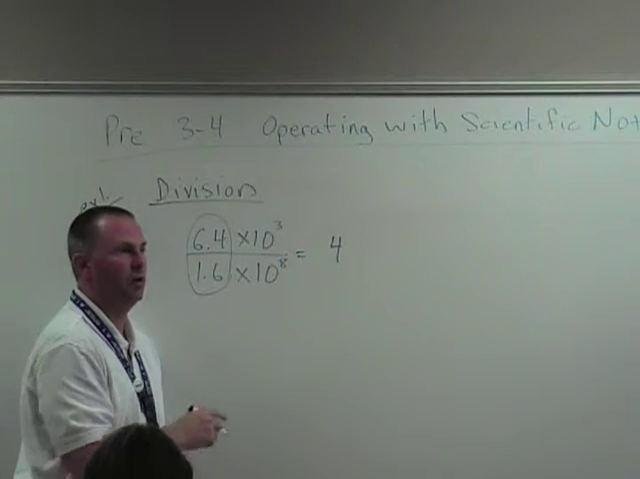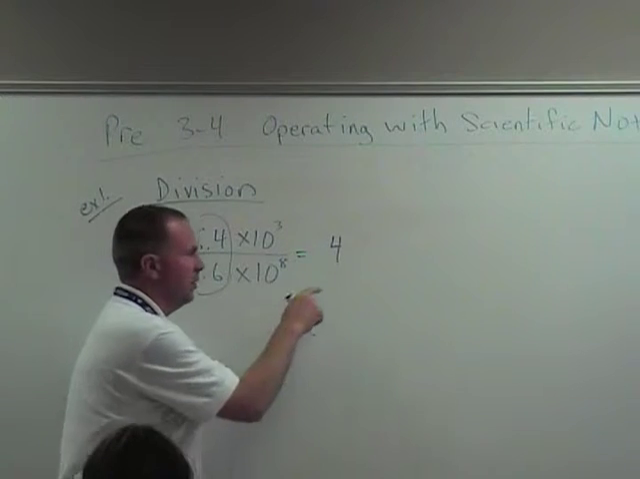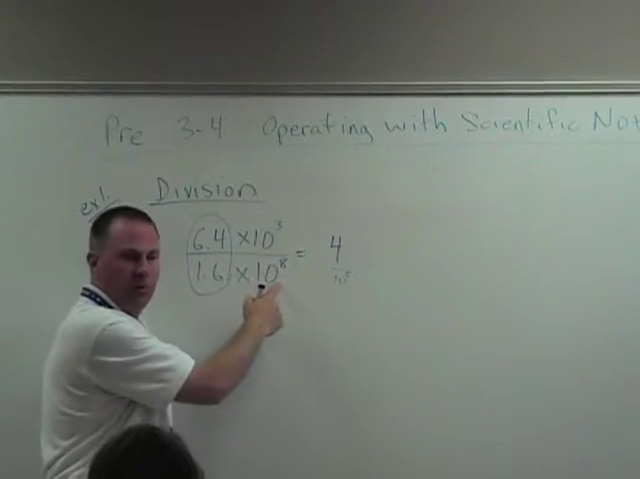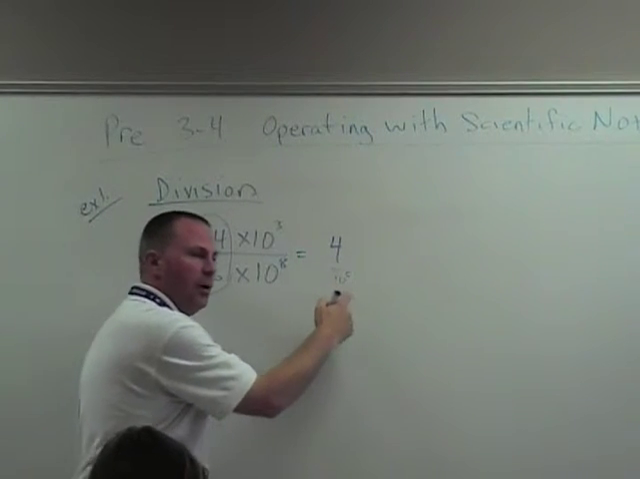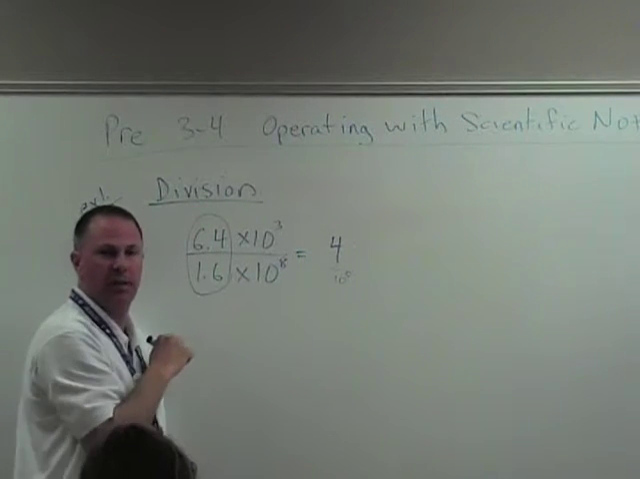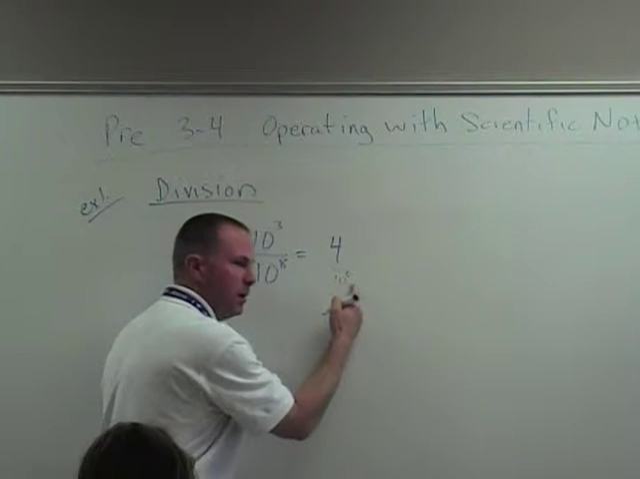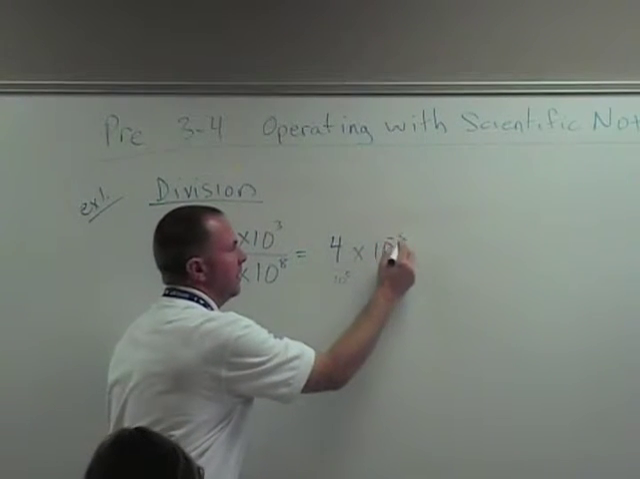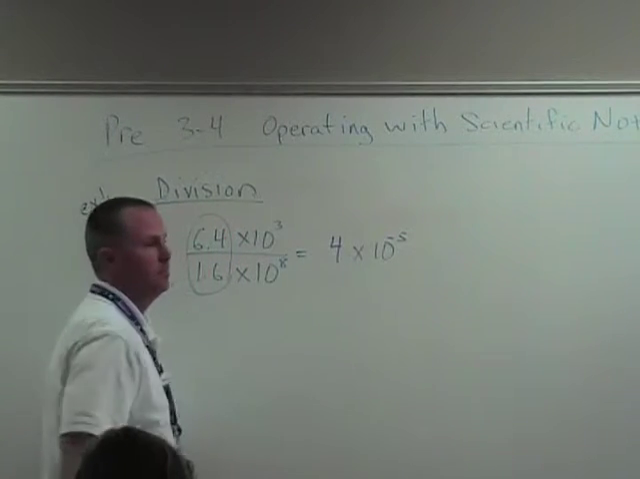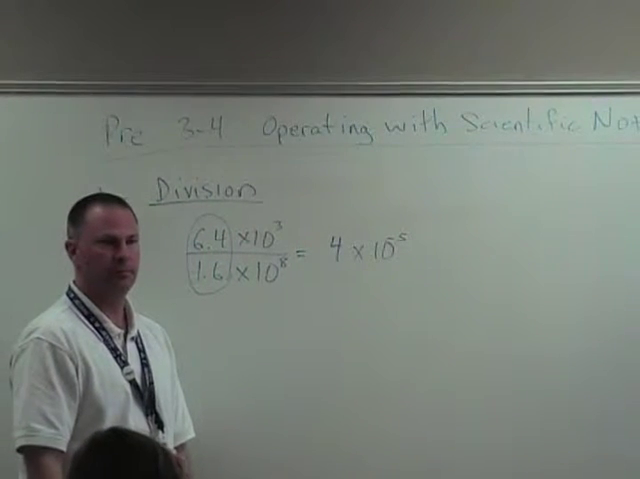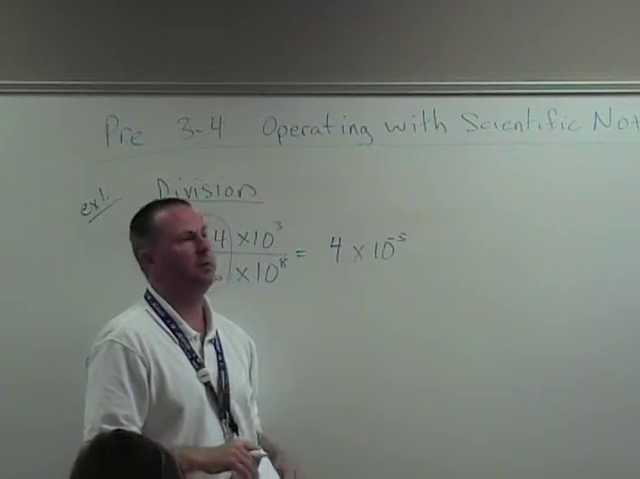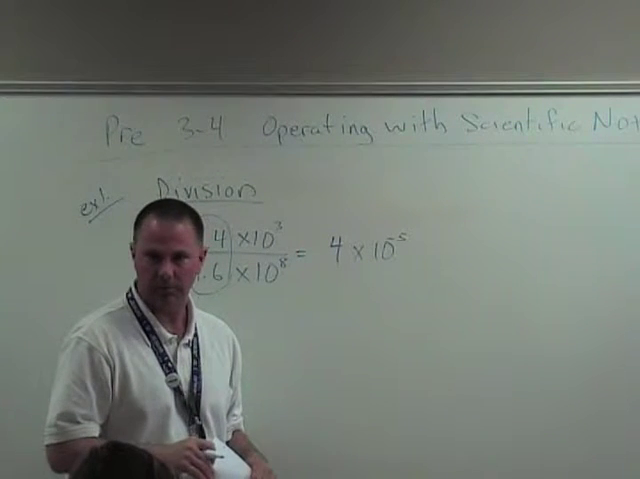8 on the bottom, except I don't want it on the bottom. 3 of these 10s cancel with 3 of those, leaving 5 on the bottom. I don't want it on the bottom because I want this written in scientific notation. So what happens when I move it to the top? Yeah, it becomes a -5 on the top. Now, my question is, is this in scientific notation? Yes. You're done.